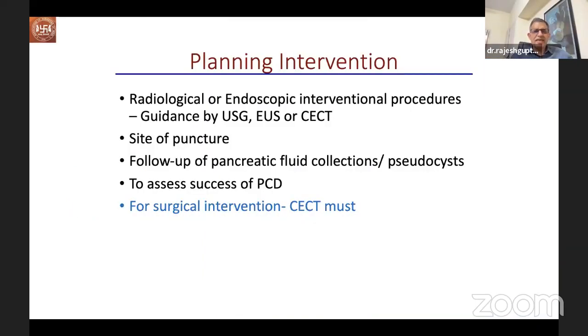Another role, as I said, of the CT scan is in telling us whether the collections can be tackled by radiological means or by endoscopic means, and which modality would be useful, ultrasound or EUS or CT guidance. What would be the site of puncture? That also CT can help us find out. And then what is the follow-up of these collections? And for any surgical intervention or for any intervention, a CT scan would act as a roadmap and is a must.